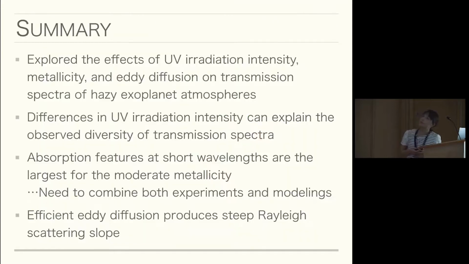So I'd like to summarize my talk. We explored the effect of UV radiation intensity, metallicity, and eddy diffusion on transmission spectra of hazy exoplanet atmospheres. First, for UV radiation intensity, we found that differences in UV radiation intensity can explain the observed diversity of transmission spectra. Next, for atmospheric metallicity, we found that the absorption features are largest for moderate metallicity at short wavelengths. But I have to point out that we need to combine both experiments and modeling very carefully. And finally, for the eddy diffusion coefficient, we found that efficient eddy diffusion produces a very steep Rayleigh scattering slope in the optical. Thank you.